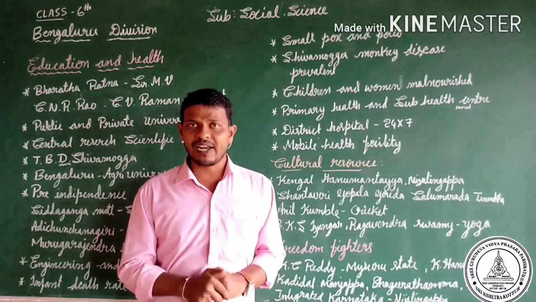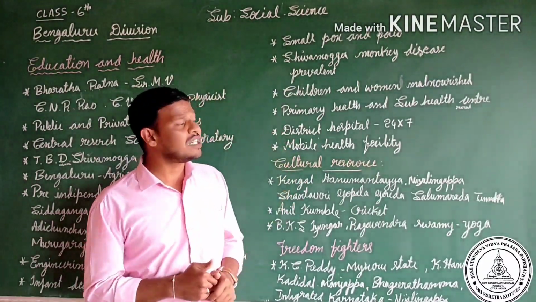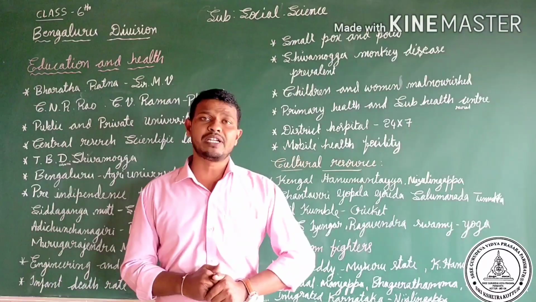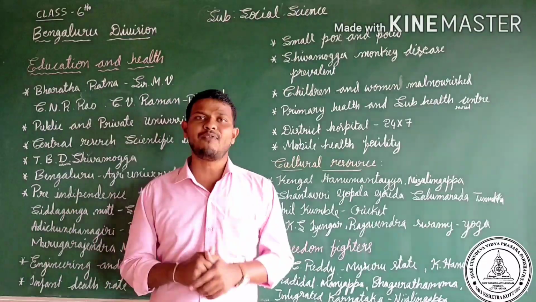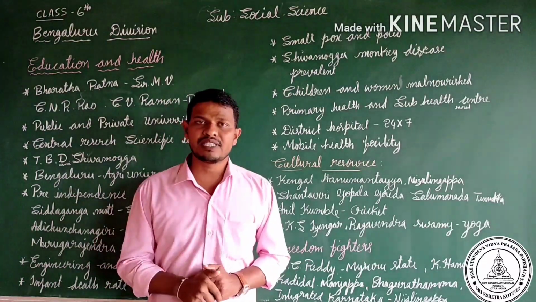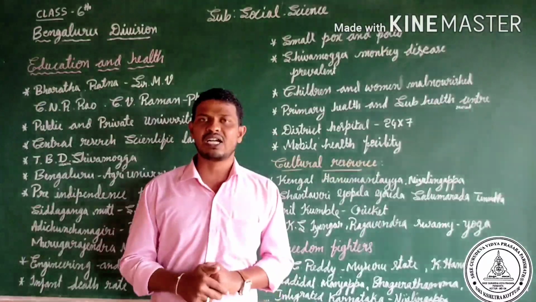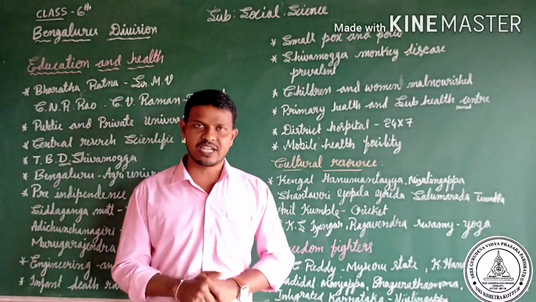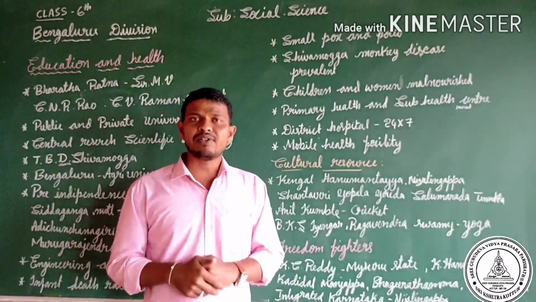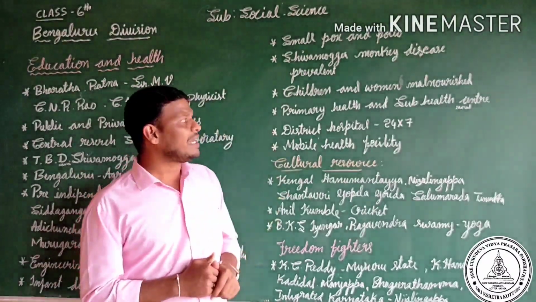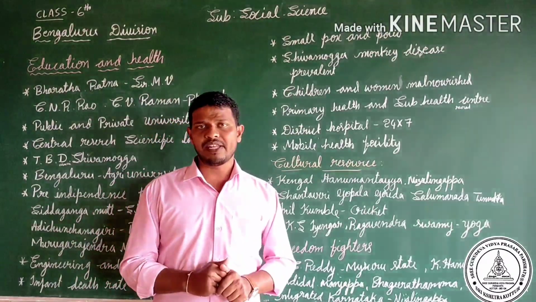It is still prevalent, and we find malnutrition among children and women in the Bengaluru division. It is a main fault we can find here. Some of the children and some of the women who live in the Bengaluru division suffer from malnutrition. It is reducing day by day, and primary health and sub-health centers can also be found here.